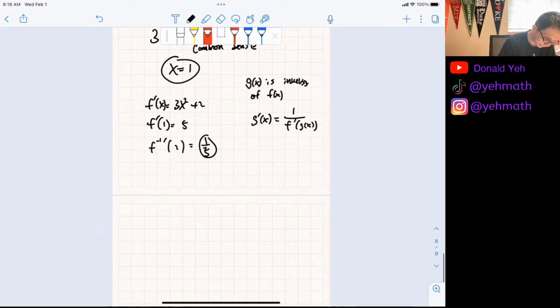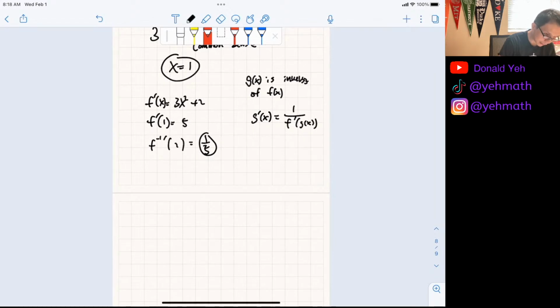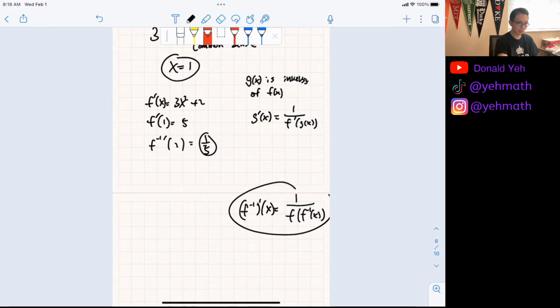Now, for me, and a lot of kids that I have, they prefer this one, which is f inverse prime of x is equal to 1 over f prime of f inverse of x. So some people prefer this one. In the textbook, they give it this one. It's reciprocal. Got it?